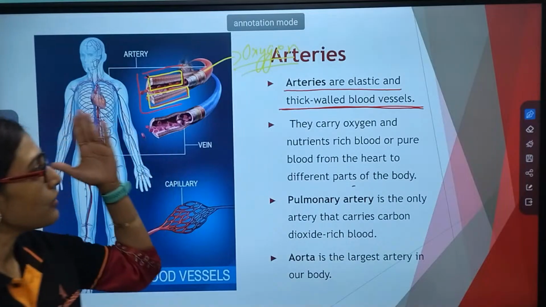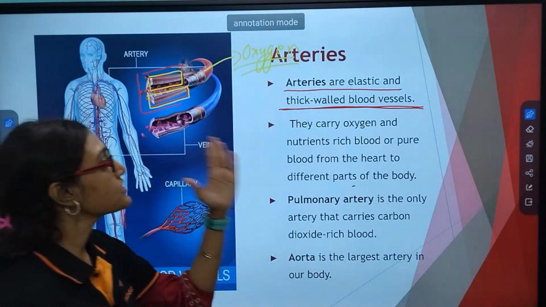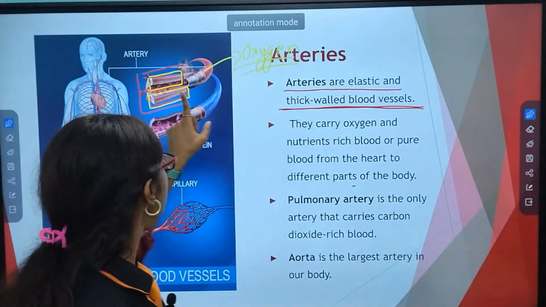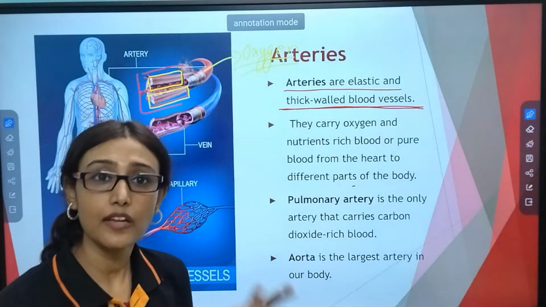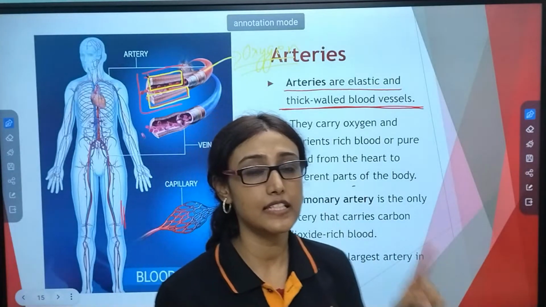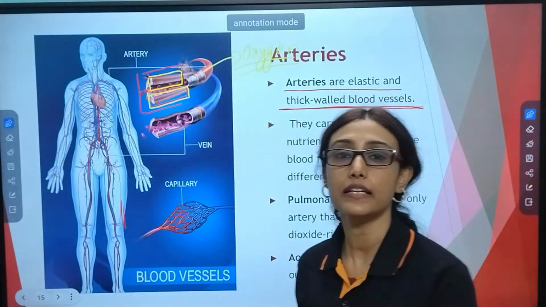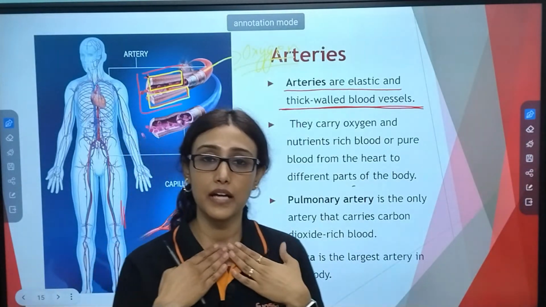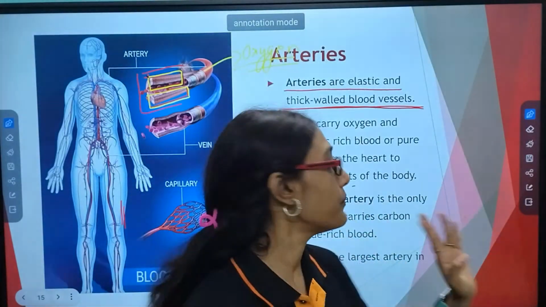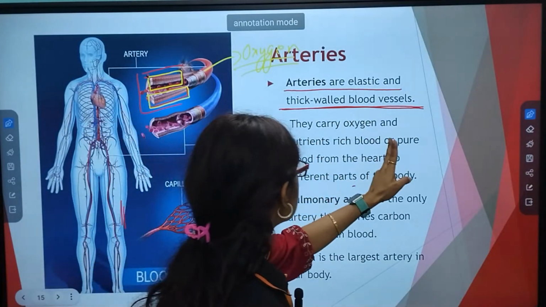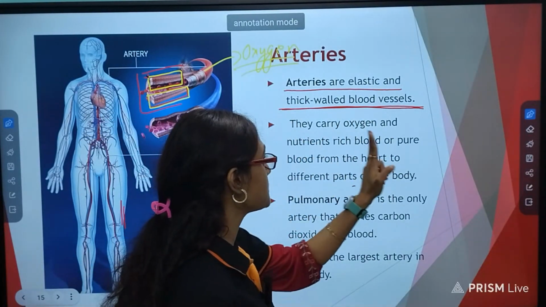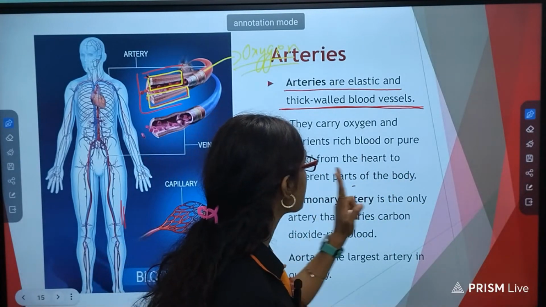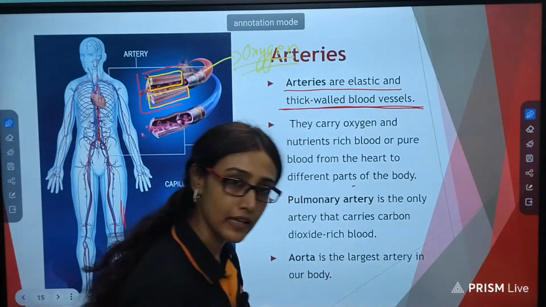Now let's read again. Arteries are thick, elastic blood vessels which carry what? Oxygenated blood, or blood containing oxygen, from where to where? From the heart towards our body. They carry oxygen and nutrient-rich blood, or pure blood, from the heart to different parts of the body.